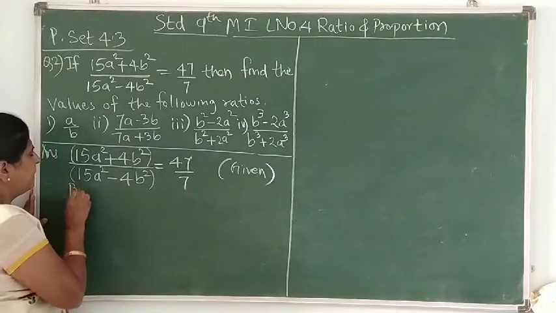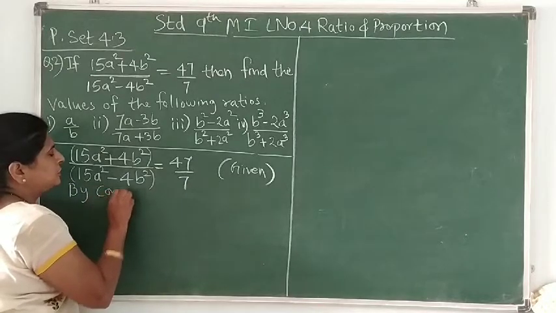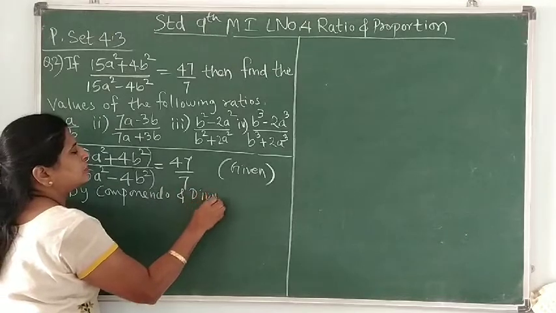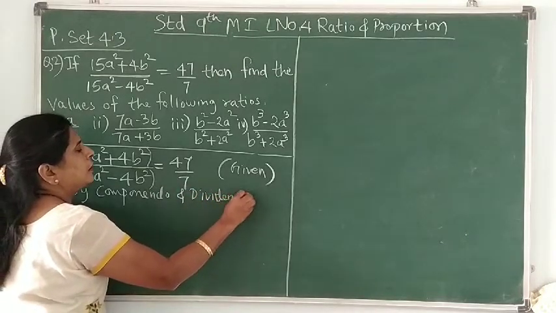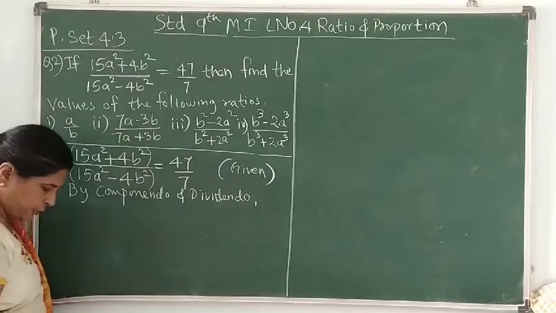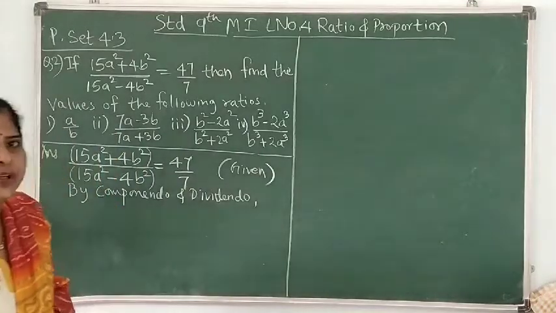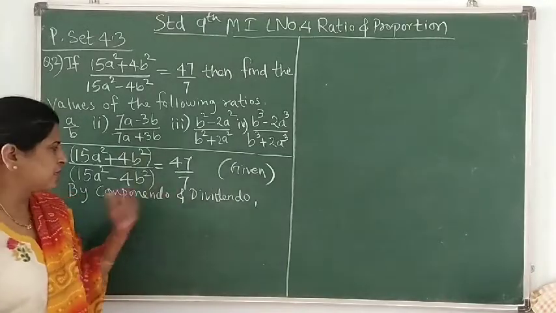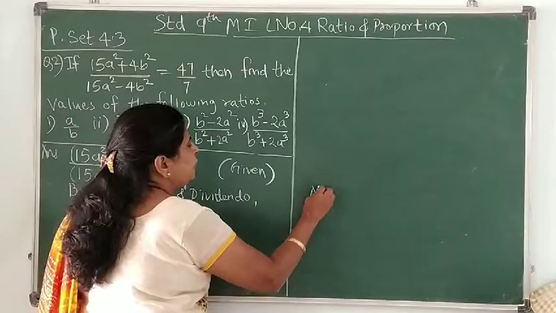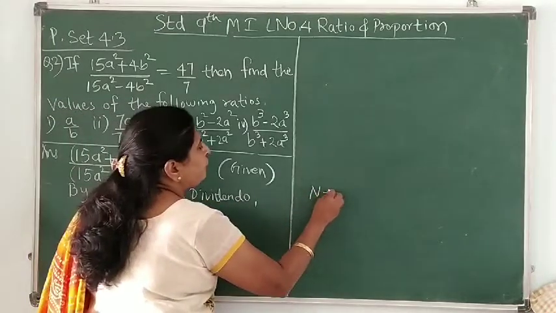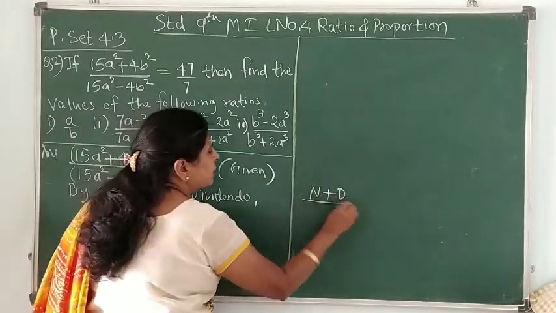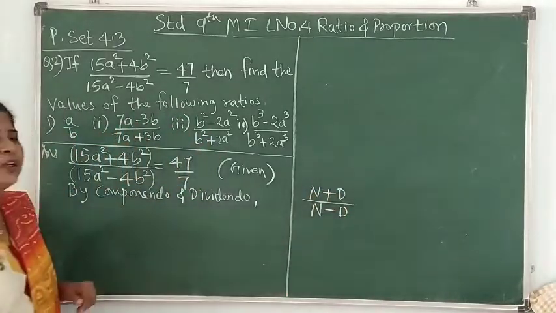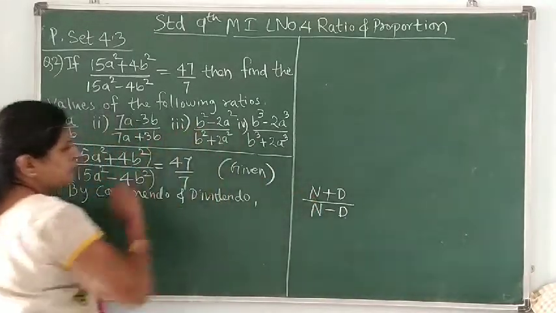So let's write here by componendo and dividendo. Now what is this componendo and dividendo? If you have not watched my previous video of the same lesson, the 9th video, you can watch it to see what it is. Here in short I will explain it to you. For componendo and dividendo, we add the numerator and denominator in the numerator, and we subtract the denominator from the numerator in the denominator. So this is the operation we are supposed to do here.